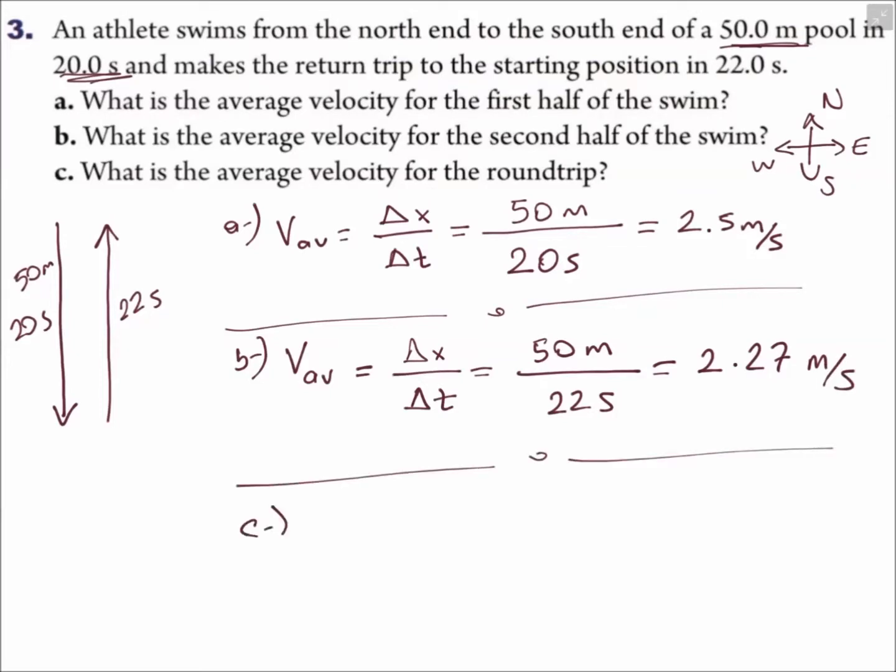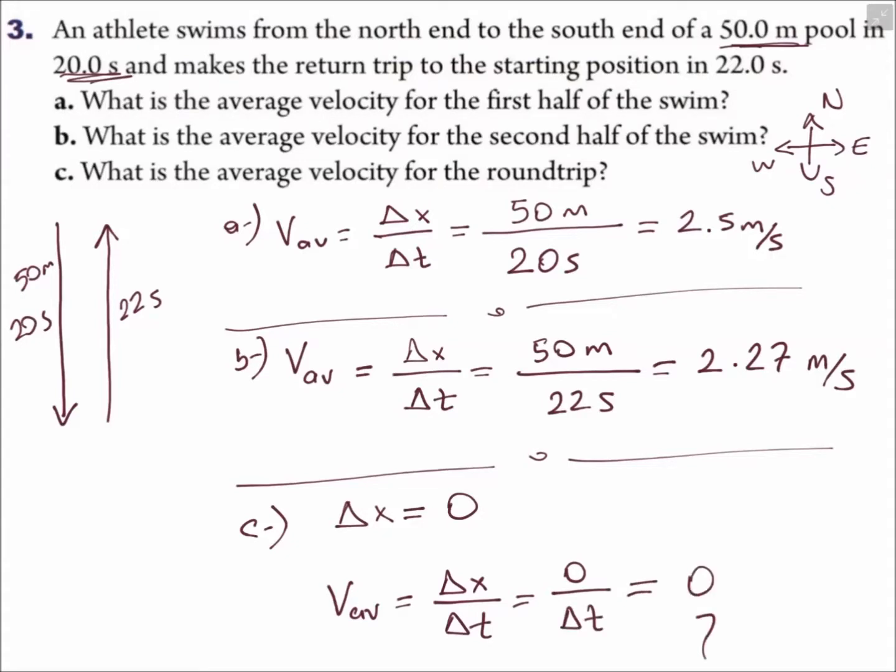And at C, it's asking what's the average velocity for the round trip. That means finally it will return to the same position as the initial. So at C, delta x will be 0 because it returned to the same position. v average is delta x over delta t, that means 0 over delta t. It must be 0.